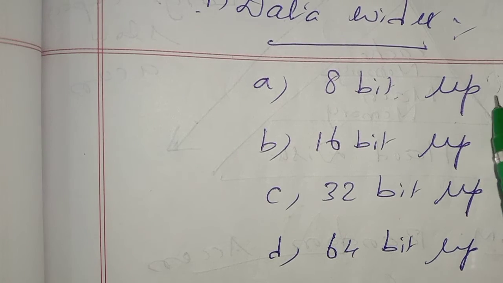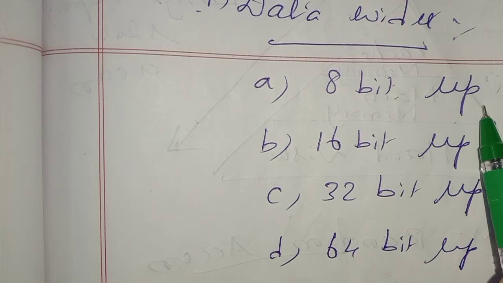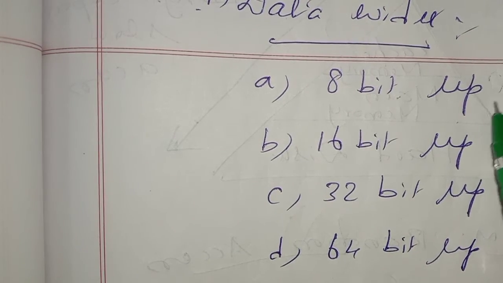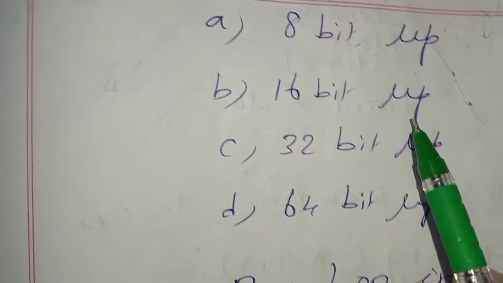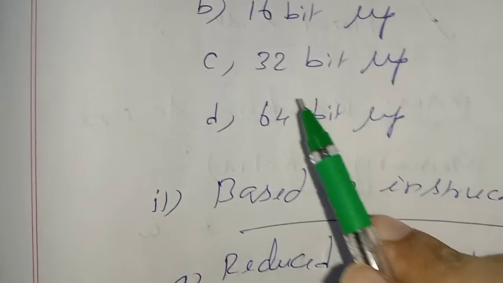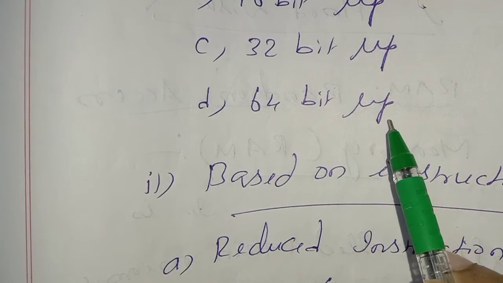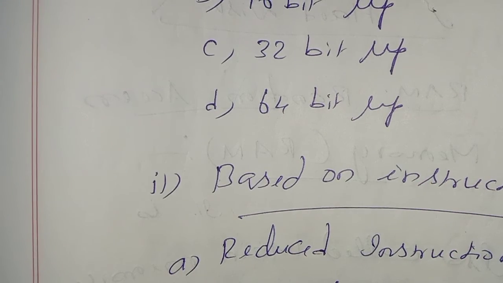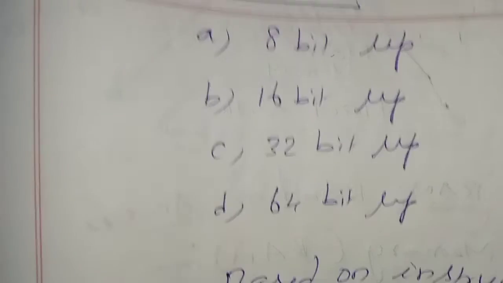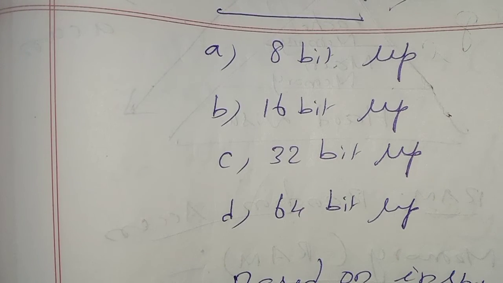Then they increased the speed to 8-bit microprocessors, that is 8085 or 8080, then the 16-bit microprocessor 8086, the 32-bit microprocessor, and the 64-bit microprocessor. So what is the advantage of increasing the bit size? Processor speed will be very fast.